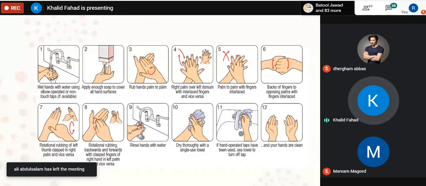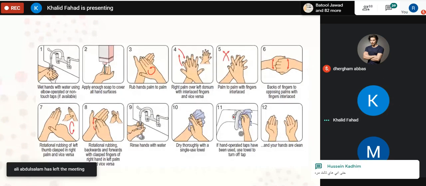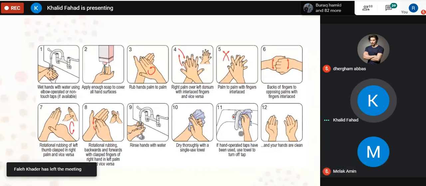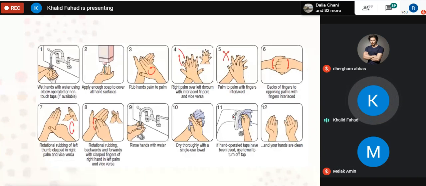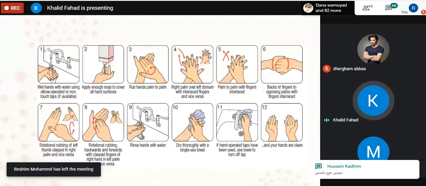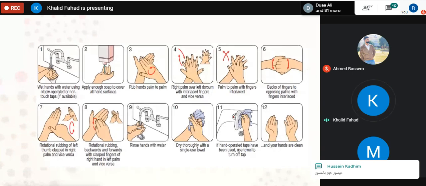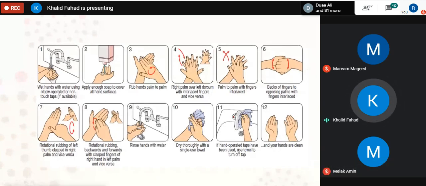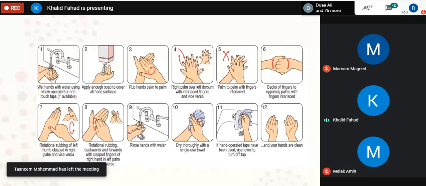How we can effectively wash your hands. These are described the methods. I know you are familiar with these methods for proper hand washing. So it will involve 12 steps, beginning with using the tap water and apply enough soap to cover all hand surfaces. Rub your hands side by side or one over the other.